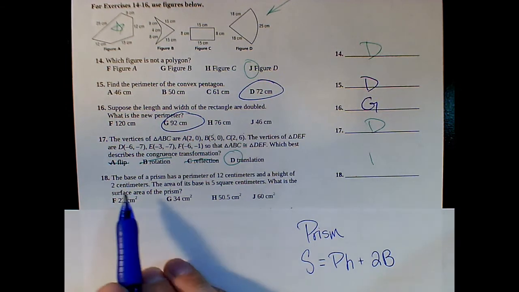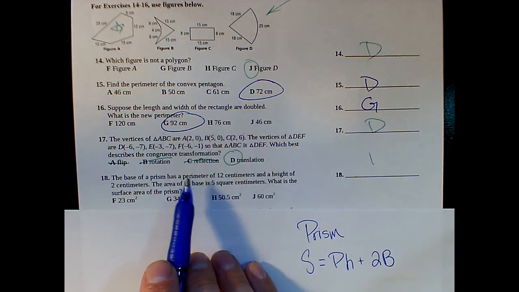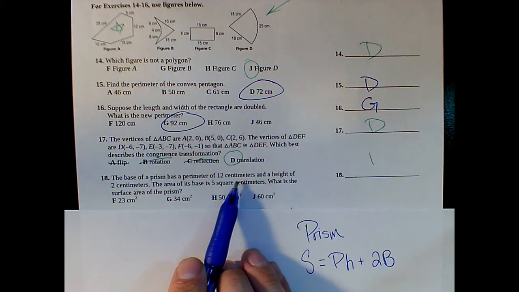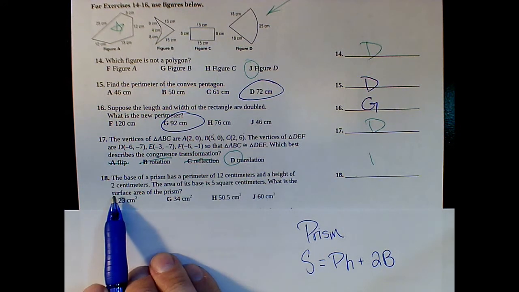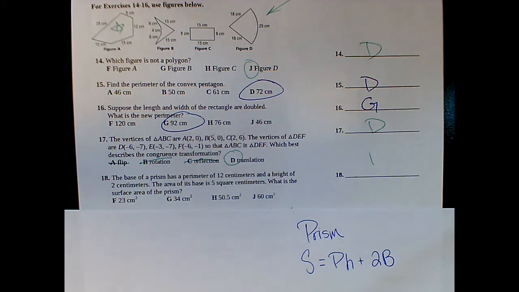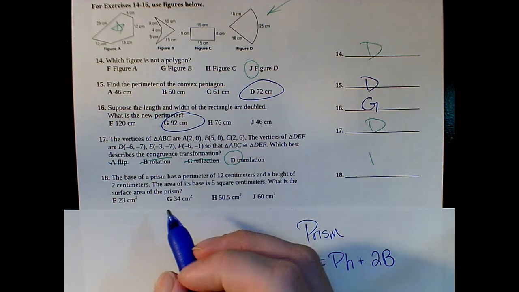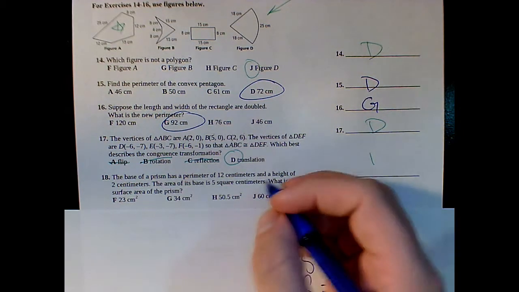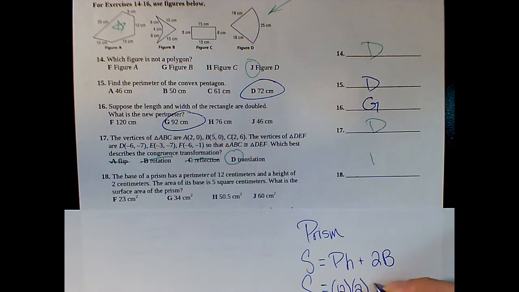So when it says here that the base of a prism has a perimeter of 12 centimeters and a height of 2 centimeters, and the area of its base is 5 square centimeters, I'm already pretty much done. All I have to do is literally plug it in. Perimeter is 12. Height is 2. Area of the base is 5.